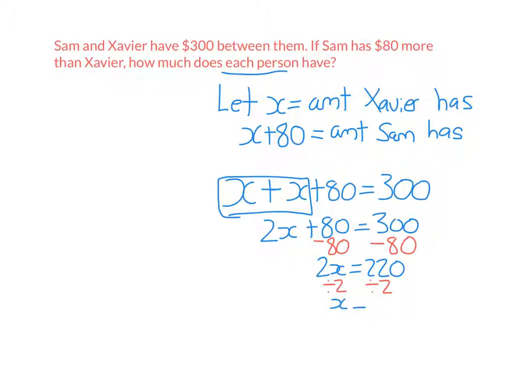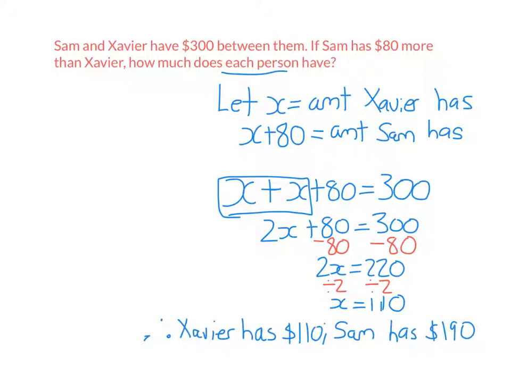So you need to think, what does this actually mean? What have we found? Well, we let x be the amount Xavier has. So we found that Xavier has 110, so Sam must have 110 plus 80, Sam must have 190. We need to reflect that in our worded answer. So our worded answer for a worded problem addresses the question. We were asked how much each person has, so we said how much Xavier has, we said how much Sam has, and therefore we've answered the question. Of course, this makes sense because 190 is $80 more than 110, and 190 plus 110 equals 300.